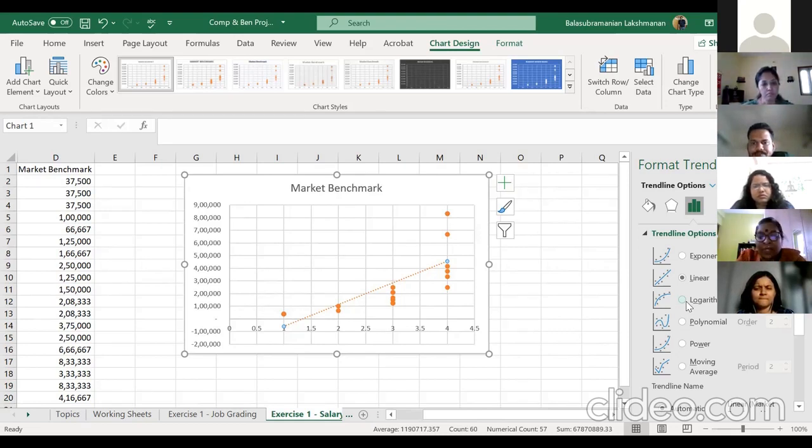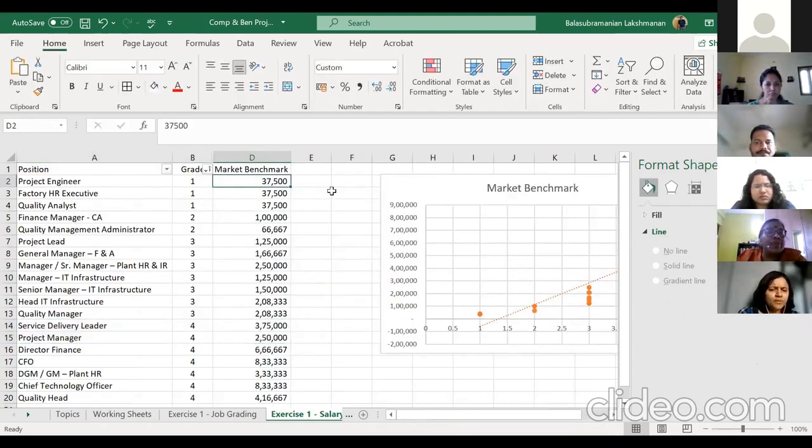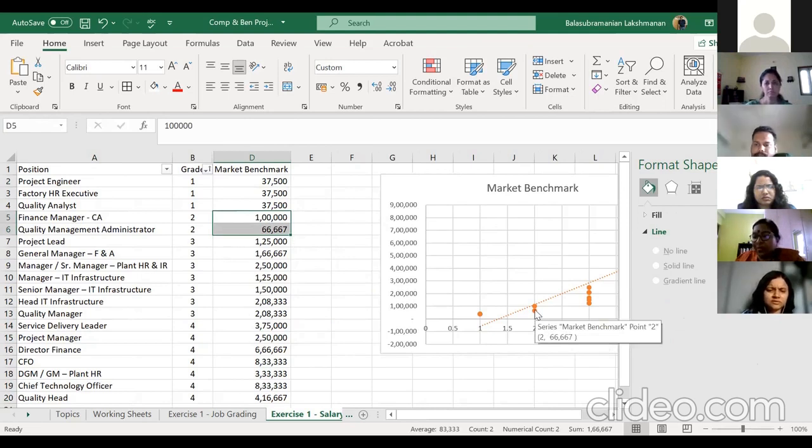Let's go to the actual data. Just one second. Now, if you see, there are 2 positions in your grade 2, right? And the lower dot is showing somewhere around 66,000. So your grade 2 salary range minimum will become approximately 66,000, and the maximum will become 1 lakh.